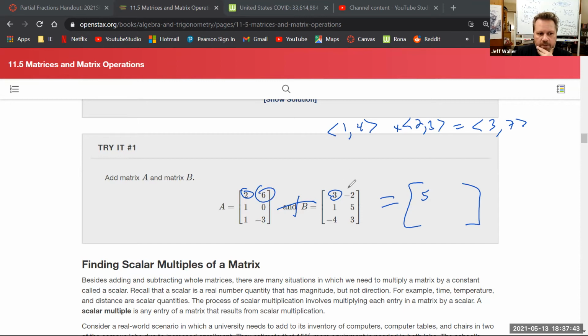So 6 minus 2 is 4. 1 plus 1 is 2. 0 plus 5 is 5. 1 minus 4 is -3. -3 plus 3 is 0. Isn't that nice? Why does it work that way?